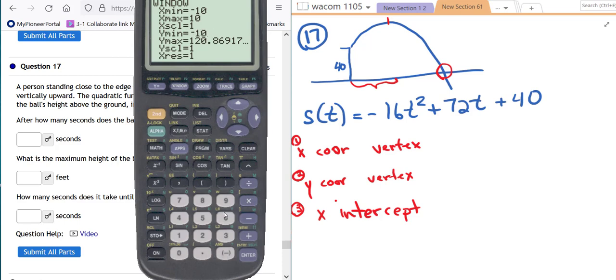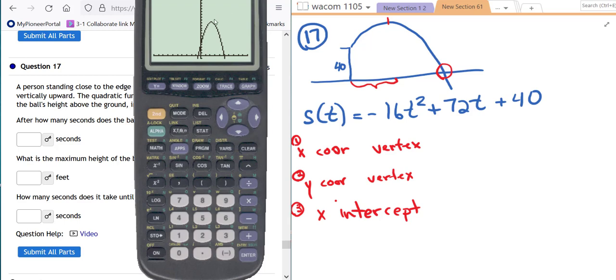-10. And I'm going to make this one, let's make this one 200. And let's change the scale. We're only changing the Y scale. Let's see if we change this to 10. Graph. All right, that is a pretty good graph.